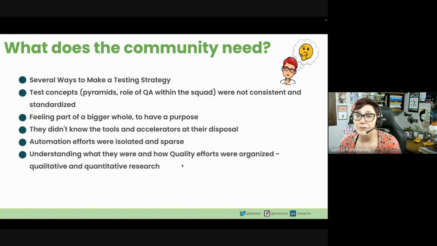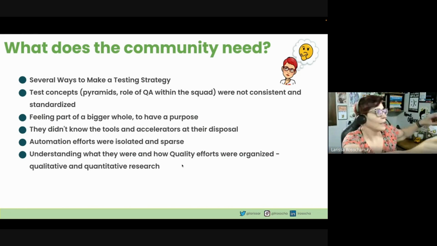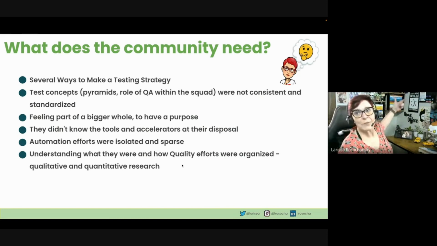They didn't know the tools and accelerators at their disposal because the bank was huge, and I used to work in a prior context at that bank, so I knew they had several tools. And since it was that huge, no one knew how to use it correctly. And the automation efforts, we had one here and one here, and one tried to use Cypress and it didn't work, and one was trying to use Cypress again here and it also didn't work.